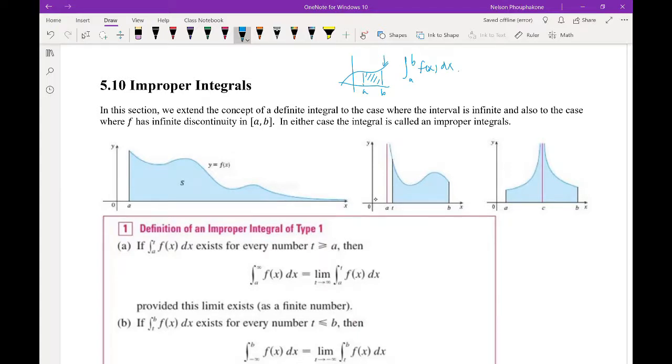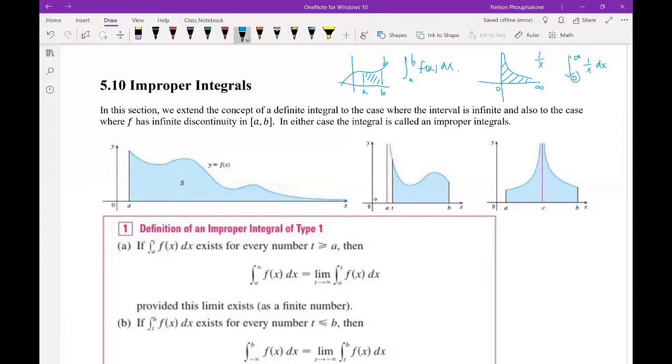However, what if I have a function like 1 over x? Then we have this. If I want to find the area under the curve from 0 to infinity, first of all, we know that in this case we have a vertical asymptote. Basically, we could get closer and closer, but never get to it, because when x is equal to 0, it is undefined.